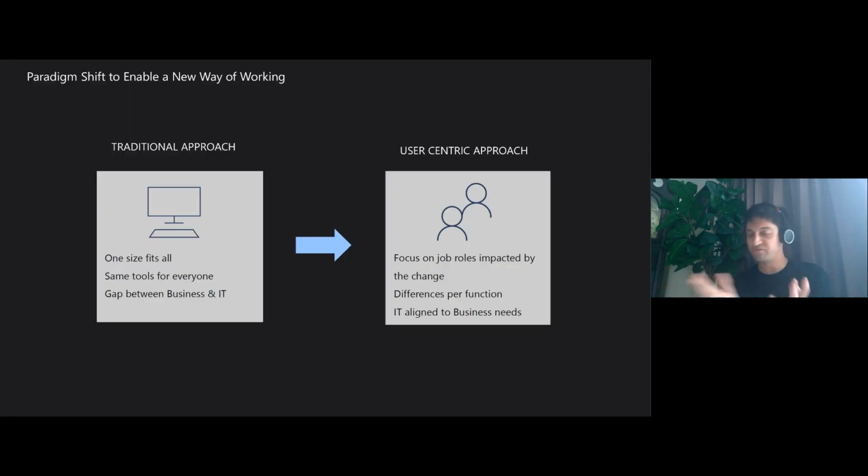So again, just to reiterate the same thing, using the same 5 to 7 times thing I mentioned earlier. The traditional approach used to be one size fits all. Everyone, here's how you roll out a tool, everyone's using it, and that often led to a huge gap between business and IT, right? So I think all of us, especially at Microsoft anyway, are moving to a more user-centric approach. So focusing more on the individual, focusing on specific jobs that are impacted. What are the differences between different functions, different teams, different end users? And this really leads to a closer alignment between IT and business.